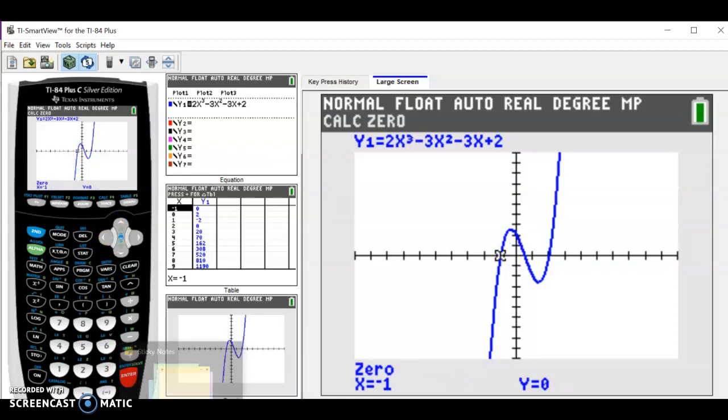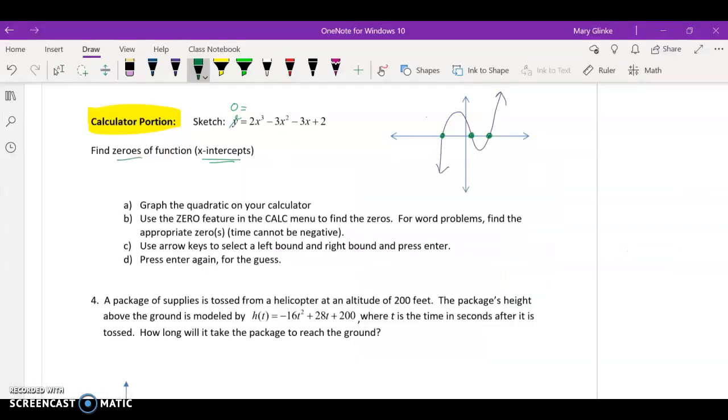So my zero for this one happened to be at (-1, 0). Again, my left bound was somewhere over there. My right bound was somewhere over there. I got (-1, 0). So my solution would be x equals -1. So go ahead and try it again. For this next one here, your left bound would be somewhere up here above. Your right bound to the right would be somewhere down here. So go ahead and calculate that other zero.